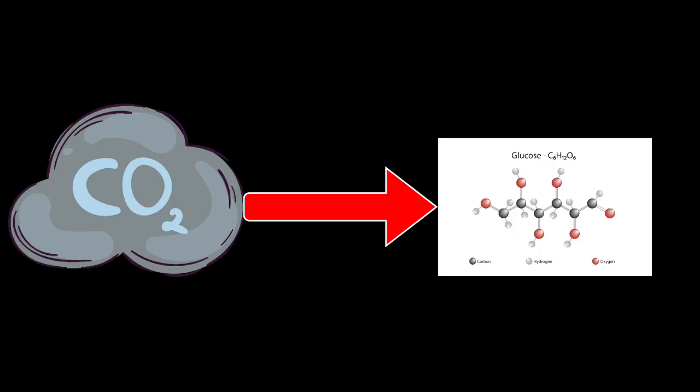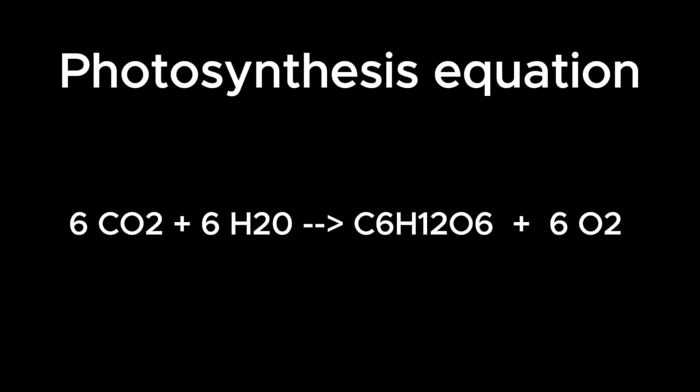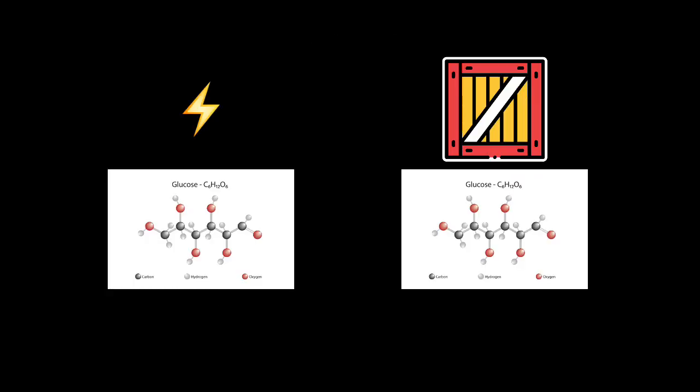In this stage, carbon dioxide is converted into glucose. It is during this stage that glucose, ADP, and NADP+ are produced. These are used in the photosynthesis stage. The net photosynthesis equation requires 6 carbon dioxide molecules and 6 water molecules to produce 1 glucose molecule and 6 oxygen molecules. Oxygen is liberated into the atmosphere and glucose is utilized for energy or stored within the plant.